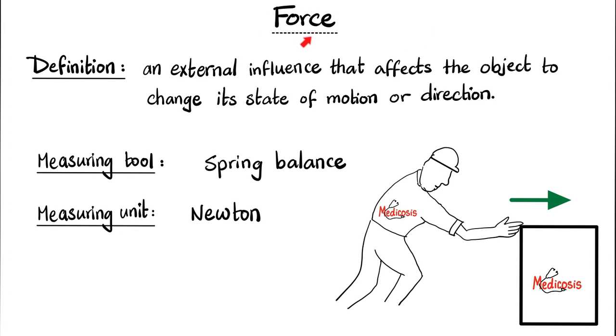But how do we measure force? Spring balance. That's the measuring tool. But what's the measuring unit? Newton. 1 Newton is equivalent to what? It is equivalent to 1 kilogram times meter per second squared. Why is this? Because force equals mass times acceleration. Mass is measured in kilograms, acceleration in meters per second squared. That's it. The abbreviation of Newton is N.